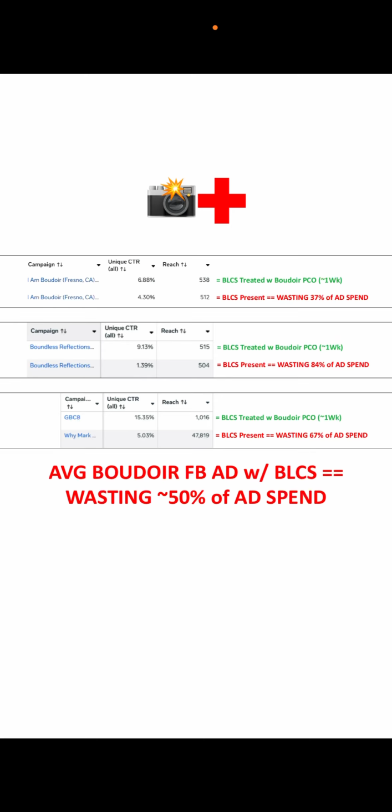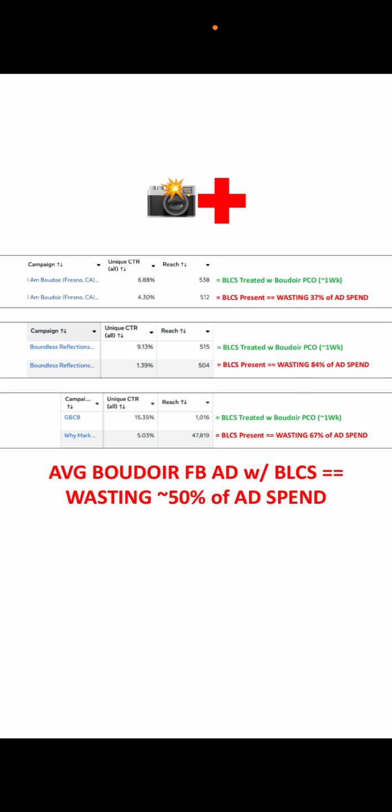We found out that 84% of their ad spend was being wasted on the old ad. So if they're spending 10 grand a month on Boudoir Facebook ads, then $8,400 a month was being wasted. So they cut out that waste, pocket that, and what's that? That's literally like 100 grand of profit in the next 12 months simply by not wasting that ad spend, and get their ad into the same number of women's brains by simply spending $1,600 a month on the Boudoir Pico treated ad versus spending 10 grand a month on the old ad with BLCS.